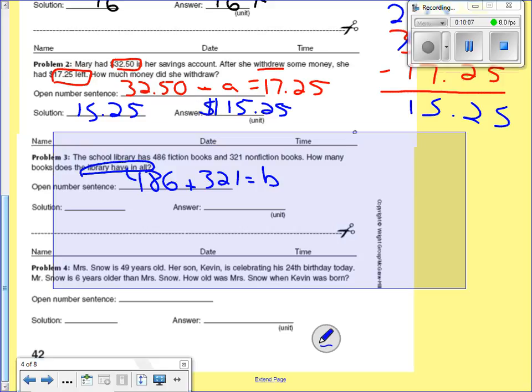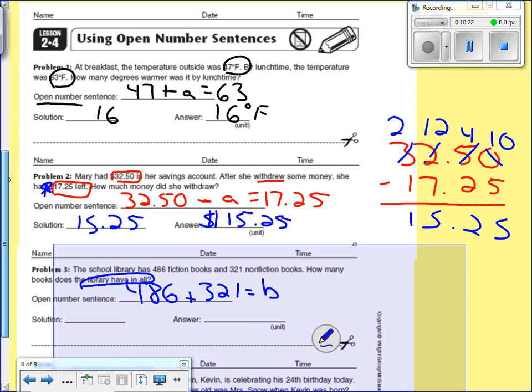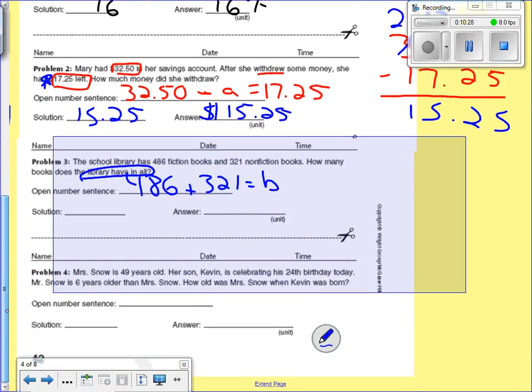Do you see why the variable has to end on this one? Because we're trying to add up to it. We're trying to see what the problem is asking. What do they want to find out? How many books there are in all. So we don't know what the ending one is. Right here on this one, we knew what the ending amount was. At the very top at lunchtime, we knew, what was this? A 63 was the ending. In this situation, we don't know what the ending is.